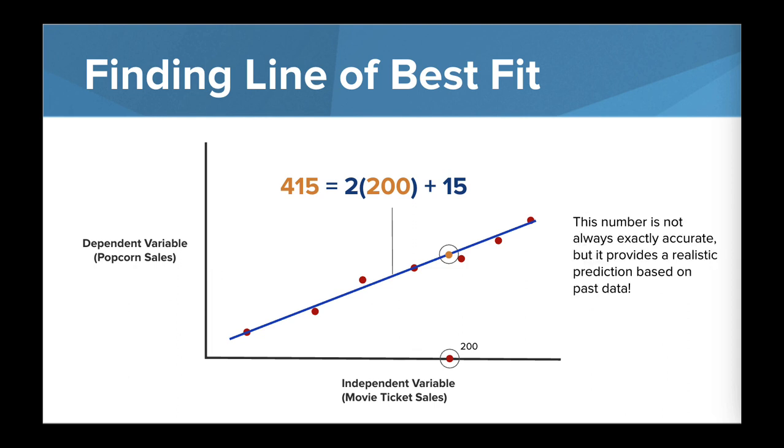It's important to note that the number that is predicted won't always represent the exact number of bags sold if 200 tickets are sold. The line of best fit is able to provide realistic predictions because it attempts to fit the data as best as possible. But even in the graph above, it's clear that some data points exist above and below the predicted line. While results of a linear regression provide accurate results, they don't always predict the future.